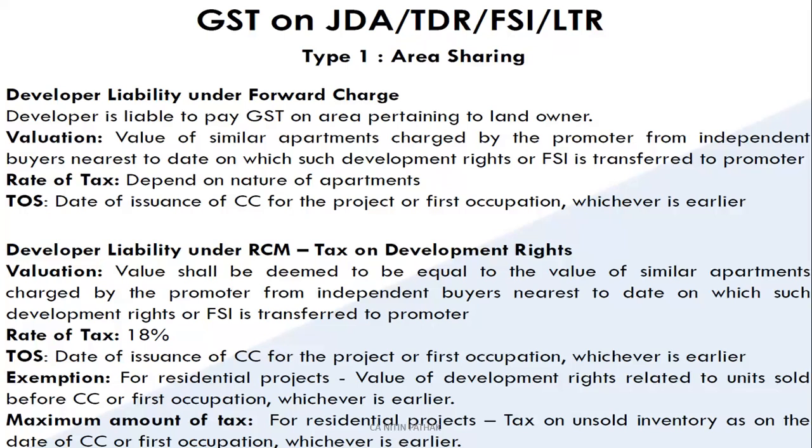Exemption for residential project, value of development right related to units sold before CC, whichever is earlier. Maximum amount: वो first और two में से whichever is less. Maximum for residential project: tax on unsold inventory as on the date of CC, whichever is earlier. जो हमने पहले कैलकुलेशन किया था ऊपर वाला, यही कैलकुलेशन हम यहाँ फिर से करने वाले हैं.